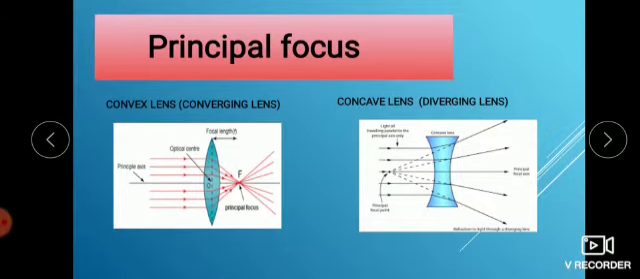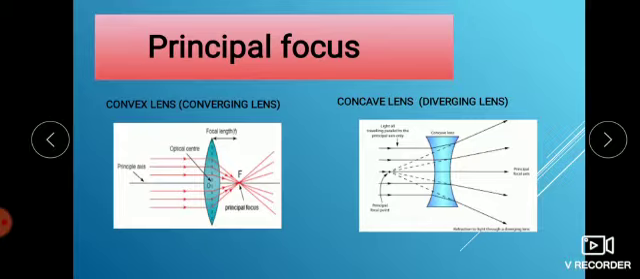Is that clear? So here if you see, the principal focus lies here. In this case, the principal focus lies here. This is the principal focus. This picture should be very clear. Recall the pictures for the principal focus for mirrors, concave mirror and convex mirror. So imagine how it looks. This is in case of your convex lens and concave lens.